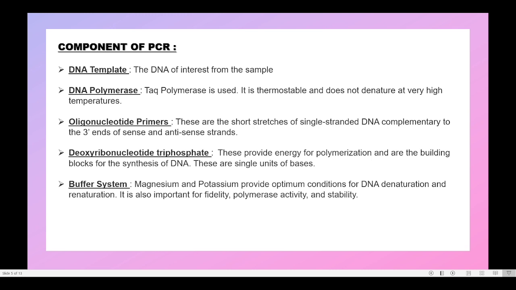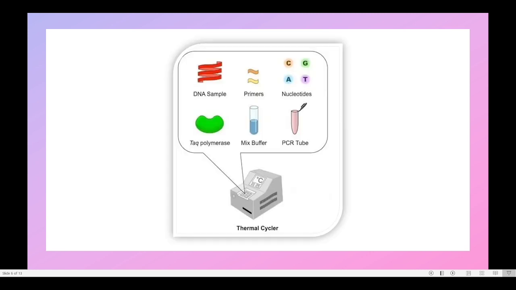Deoxyribonucleotide triphosphates. These provide energy for polymerization and are the building blocks for the synthesis of DNA. These are single units of bases. Buffer system. Magnesium and potassium provide optimum conditions for DNA denaturation and renaturation. It is also important for fidelity, polymerase activity, and stability. These are the components which are required for the PCR technique.